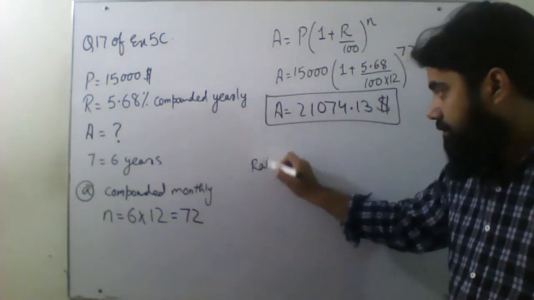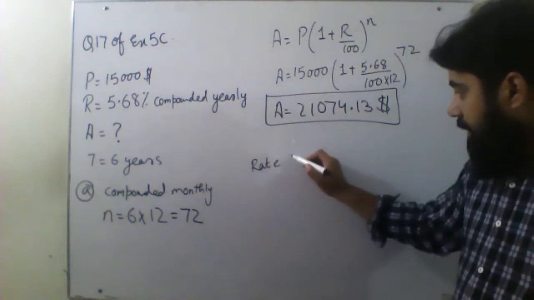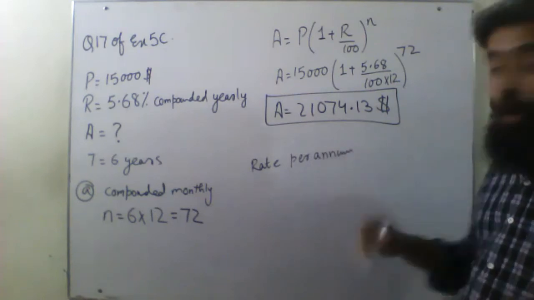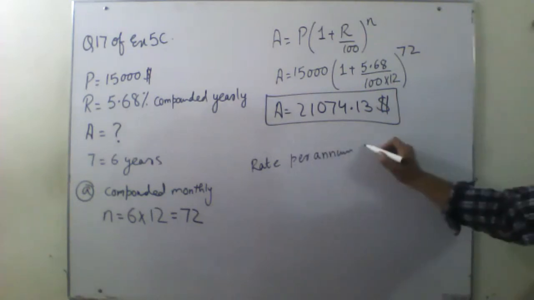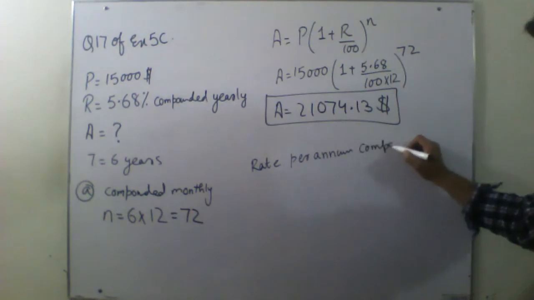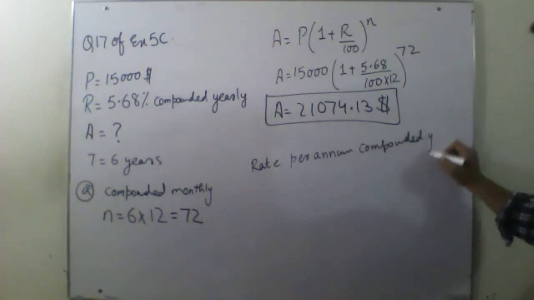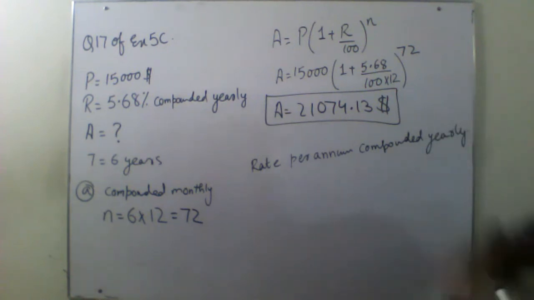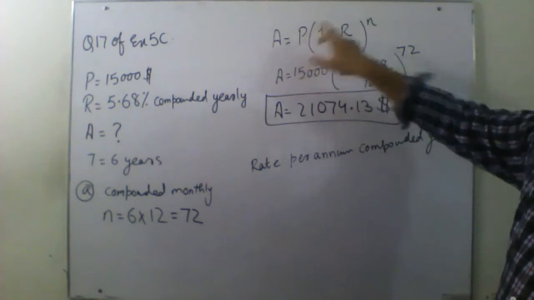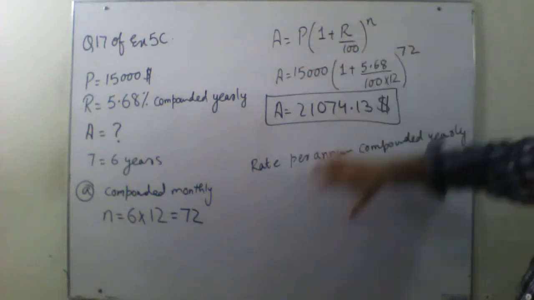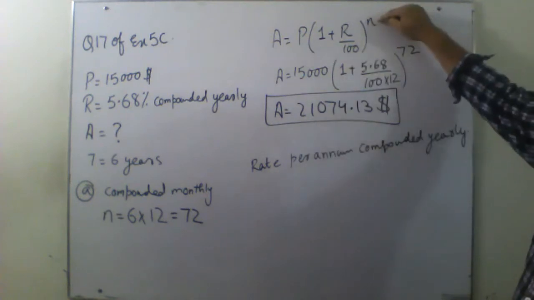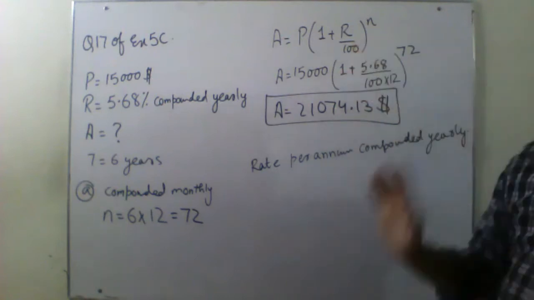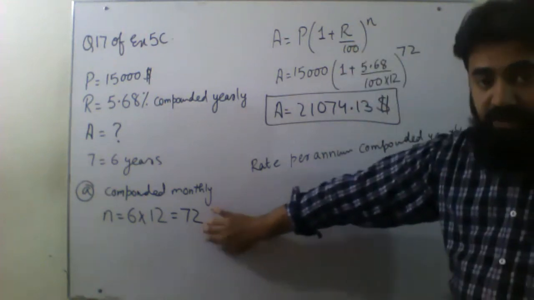If my first statement says rate per annum or yearly or annually, compounded yearly, then you just write the principal amount, the rate, and whatever the number of years given, that will be written in place of n. That's it. No changes. Nothing being divided. What is the difference over here?